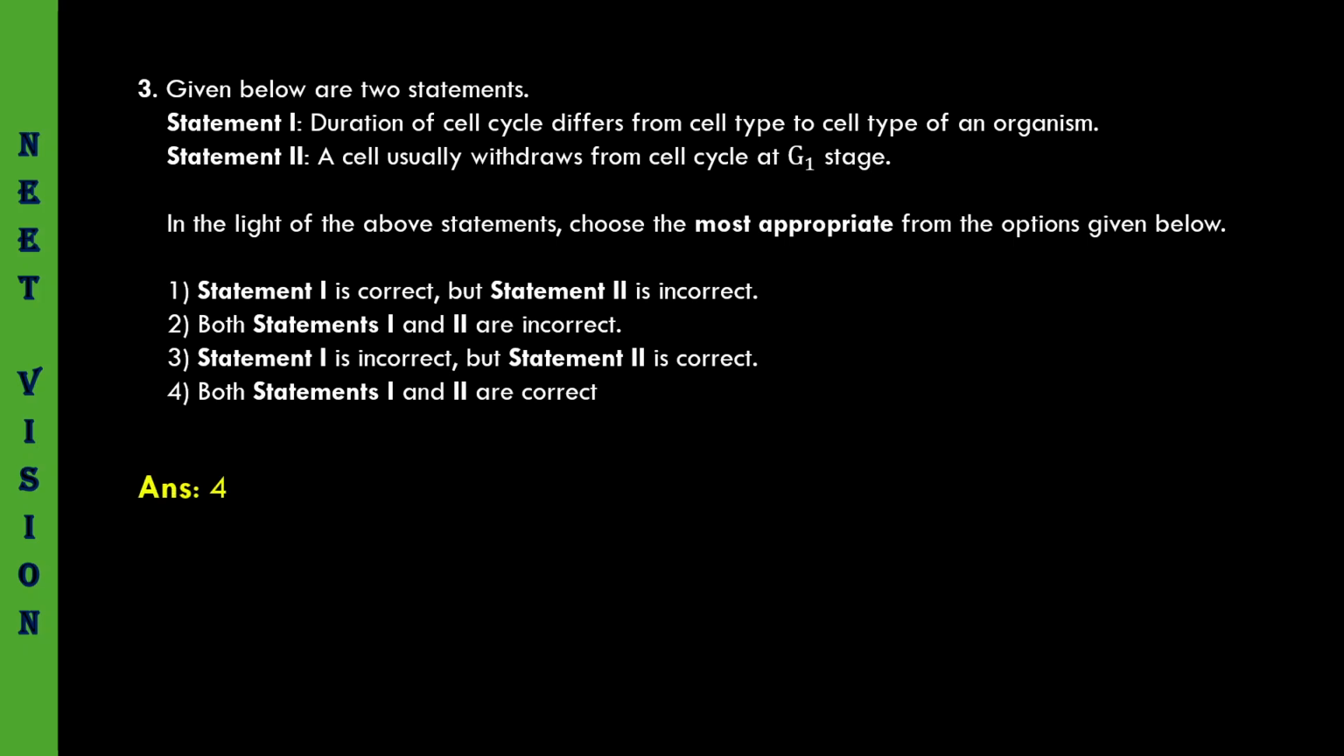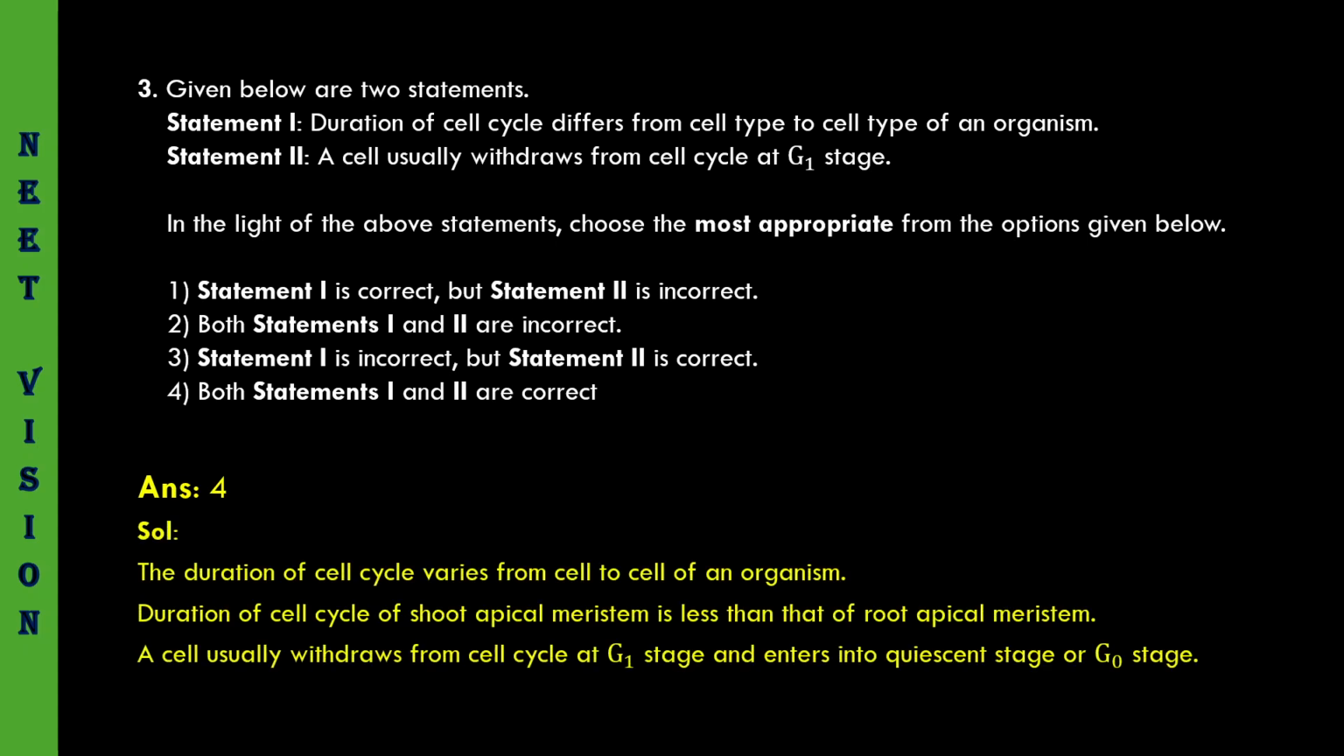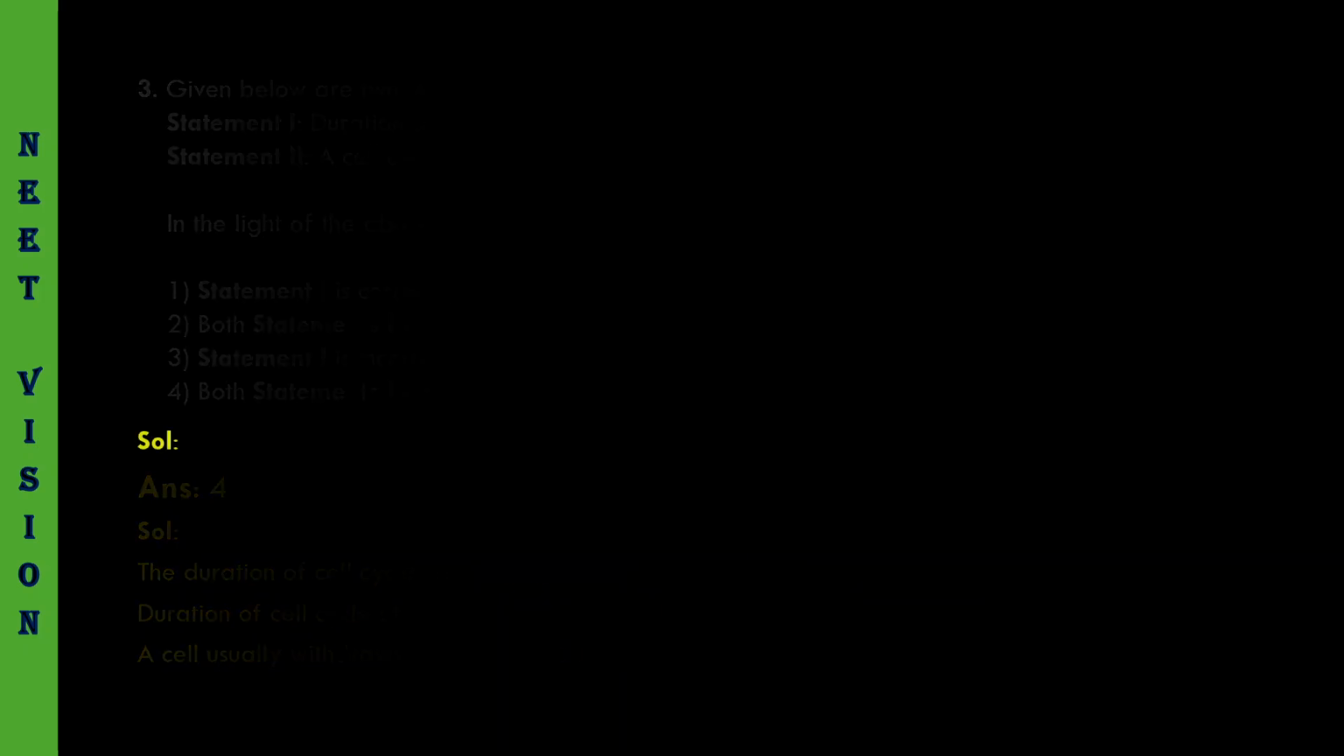Let us see the answer. Fourth one. Explanation for this. So the duration of cell cycle varies from cell to cell of an organism. Duration of cell cycle of shoot apical meristem, an example given here, is lesser than that of the root apical meristem. Yes. A cell usually withdraws from cell cycle at G1 stage and enters into quiescent stage or G0 stage. Coming to the next question.